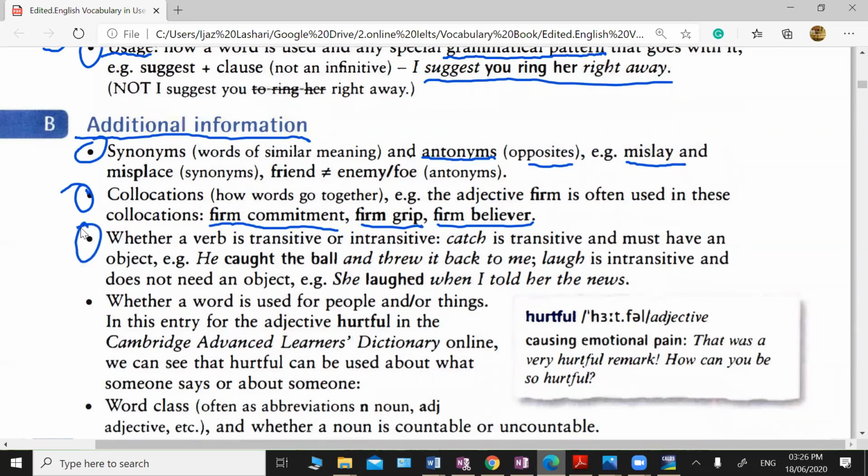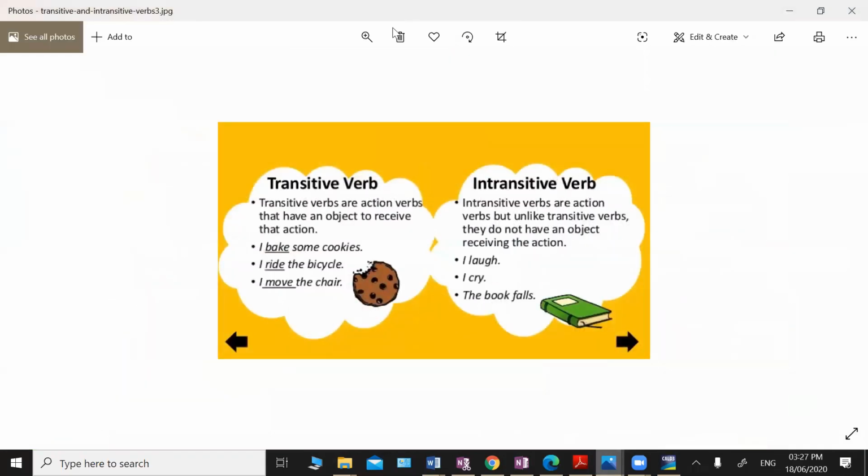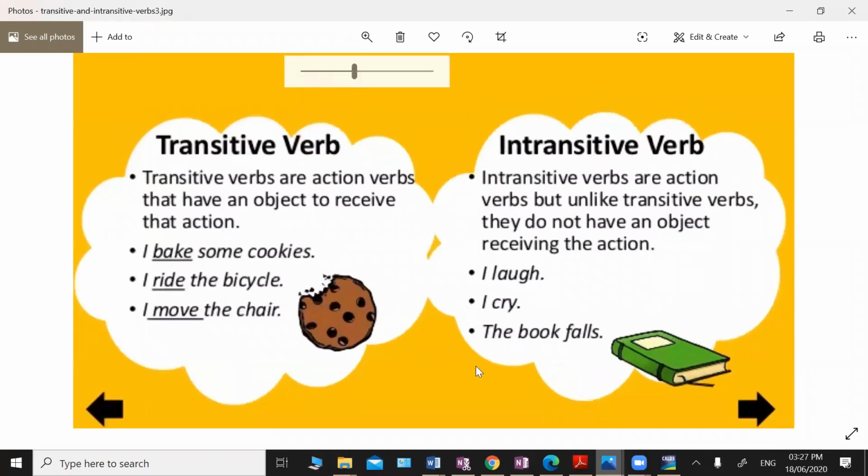Okay, the next thing here, whether a verb is transitive or intransitive. Sometimes it says TR, transitive, IN, intransitive. So it also tells you the verb which is transitive verb or intransitive verb. Now, some of you might be asking, what is transitive and what is intransitive? I have something here which can explain a little bit in detail. Further, you can see some online detail, or you can read a book.